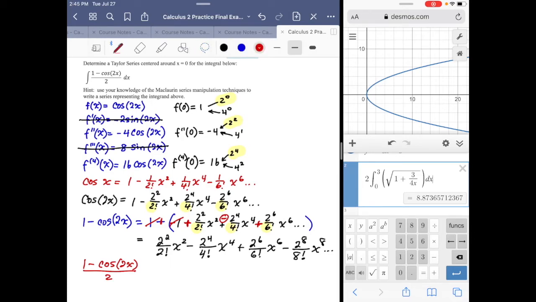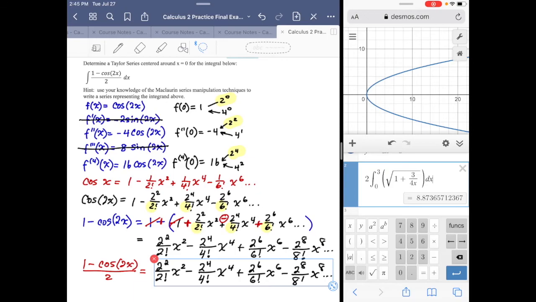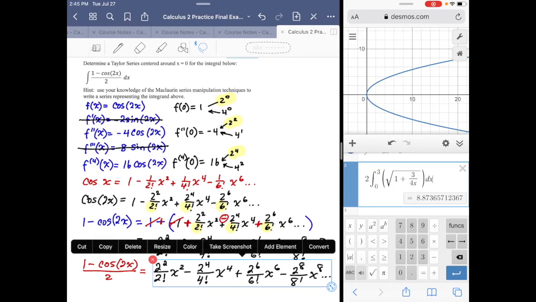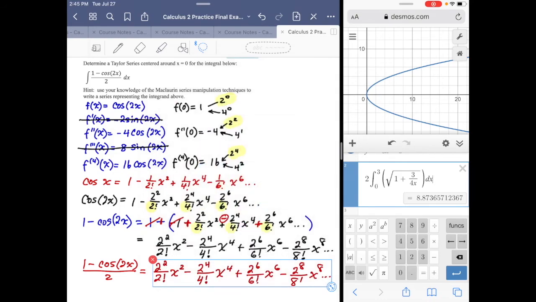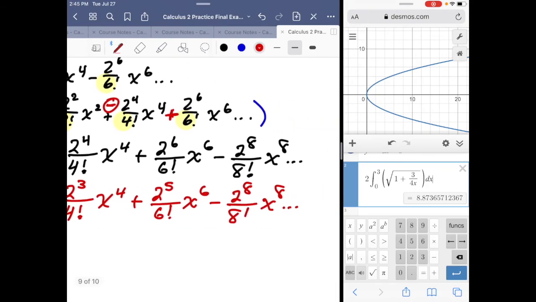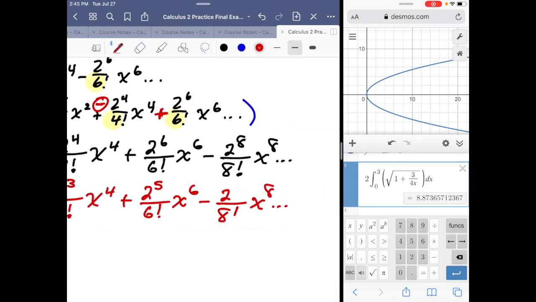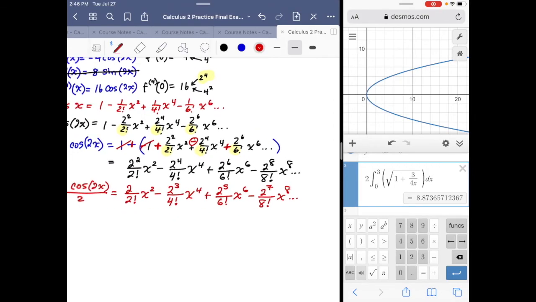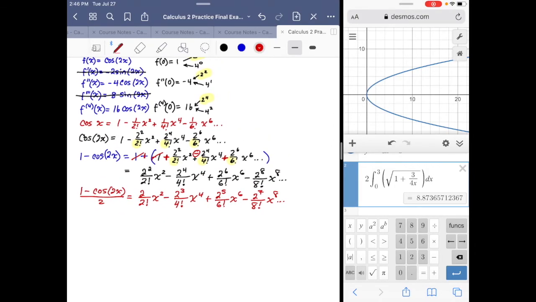So I'm going to take everything that we just came up with, each term, and divide it by 2. Which is really just going to reduce the power of 2 in the numerator by a factor of 1. So instead of 2 to the 2nd, it's 2 to the 1st. Instead of 2 to the 3rd, or 2 to the 4th, it's 2 to the 3rd, 2 to the 5th, 2 to the 7th. So instead of it being an even relationship now, it's becoming an odd relationship.